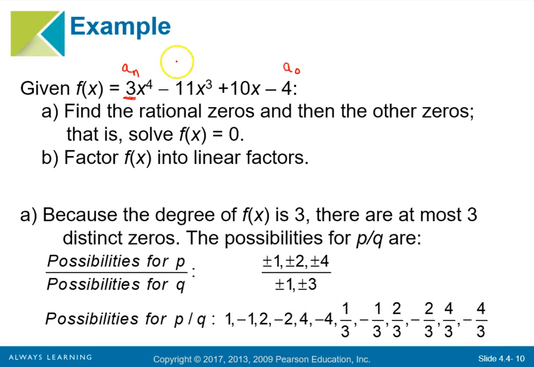We find our factors for a sub n. Our factors are going to be 1 and 3. This is pretty straightforward. So that's our factors of 3. And then here are our factors of 4. We have a 1 and a 4, and then we have 2 times 2. So factors of 4.